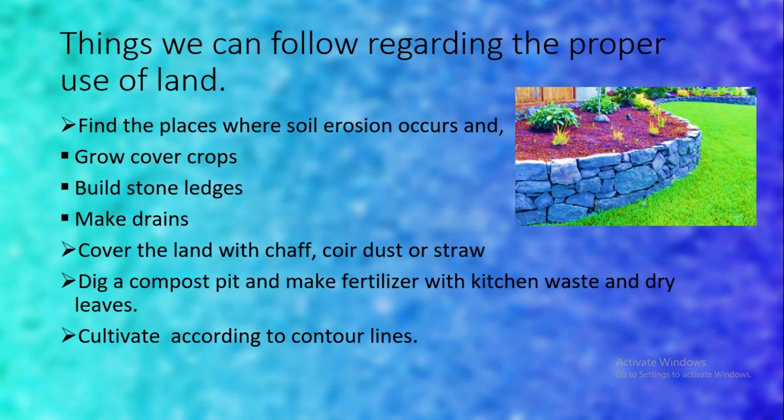Then let's think about the things we can follow regarding the proper use of land. Find the places where soil erosion occurs and grow cover crops. Build stone ledges. Make drains. Cover the land with chaff, coir dust or straw. Dig a compost pit and make fertilizer with kitchen waste and dry leaves. Cultivate according to the contour lines.